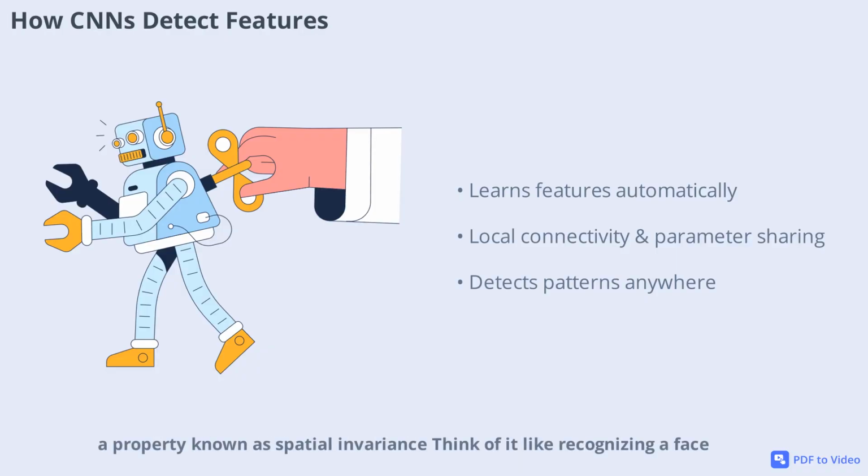Think of it like recognizing a face. You first notice edges, then shapes like eyes and nose, and finally the whole face. CNNs mimic this process through layers of increasing complexity. The magic happens in the convolution operation, where a filter slides across the image, searching for specific patterns. This is how CNNs build up their understanding step by step.